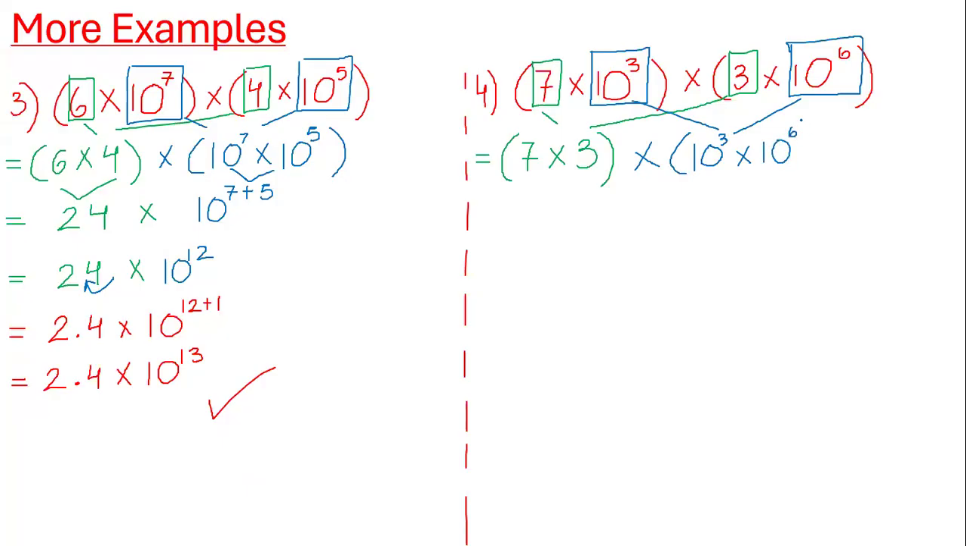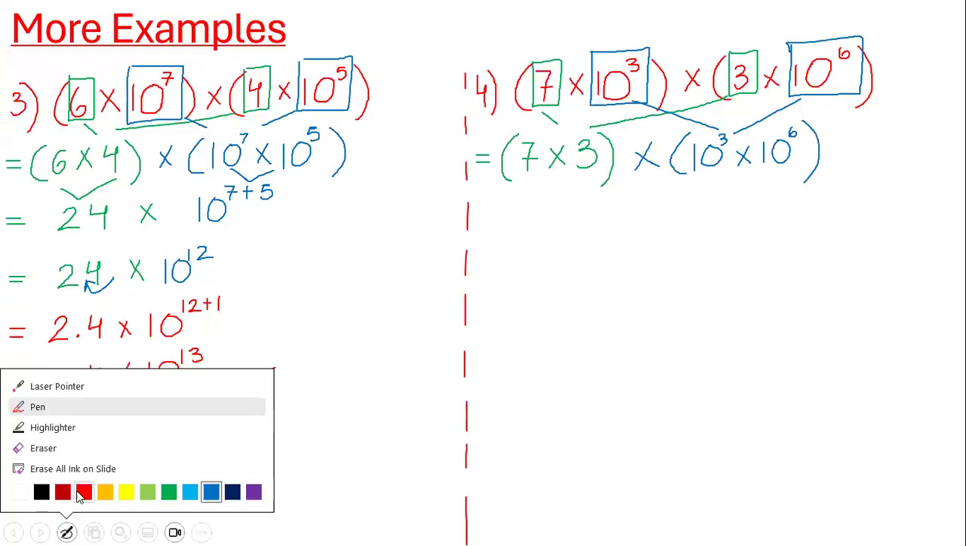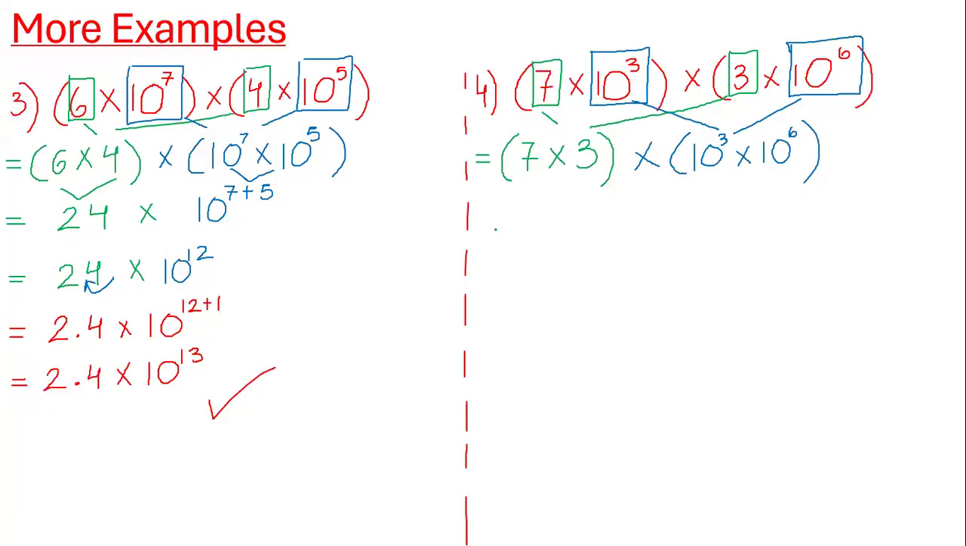Very good. And what are we going to do at this point? We're going to multiply 7 times 3, which is 21. Very good. And we times 10 to the power 3 plus 6.